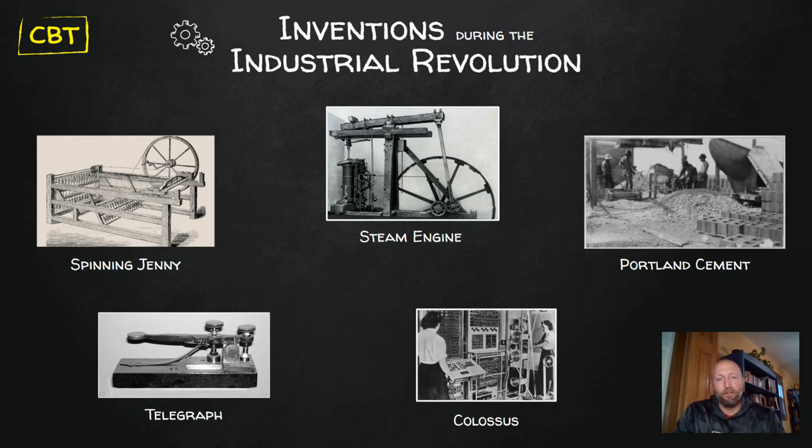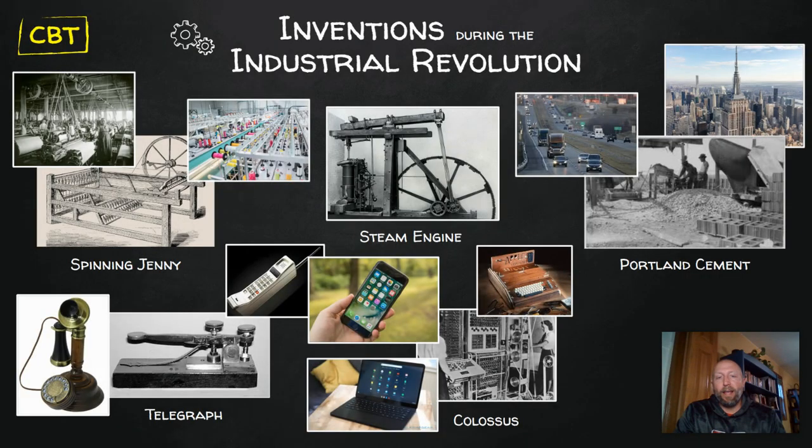I just put a few of them in front of you, but you can see the spinning jenny or the telegraph. Colossus was the first computer used to break down codes during war. And then Portland cement, and I put that one on there because it's something you might not think about. You think about things that people produce, but not new ways of creating things. And as you can see, this is an explosion, right? Let's just look at the telegraph. The telegraph, of course, leads to the telephone. The telephone leads to the cell phone. And then when you start integrating things like computers and telephones, what we now have is the smartphone.